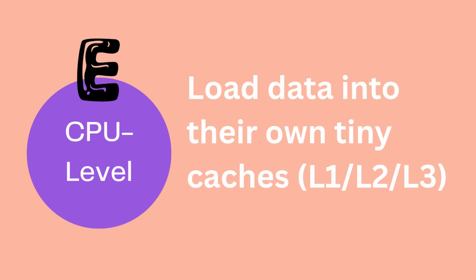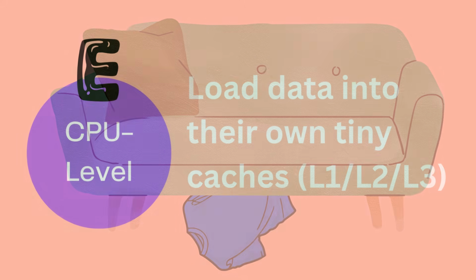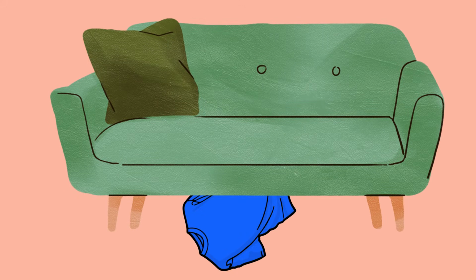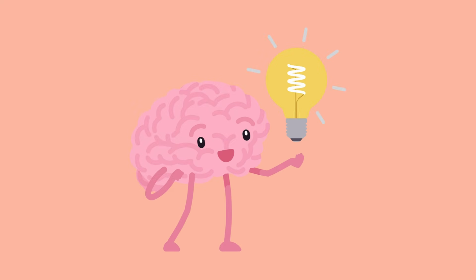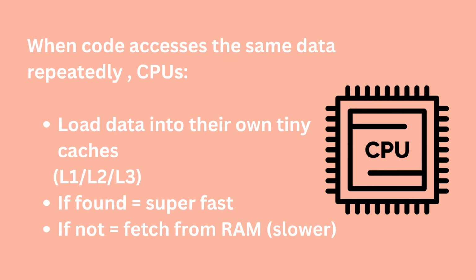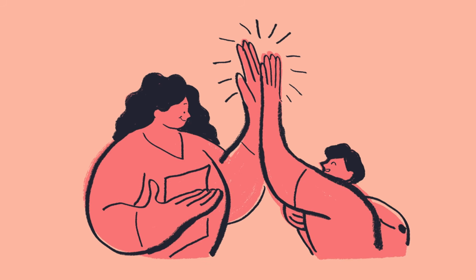Layer 5. The final layer. CPU level caching. Before you even finish the question, she blurts, "It's under the sofa." That's reflex. Her mental L1 cache fired instantly. No thoughts, no visual memory, just pure muscle memory from being asked so many times. When code accesses the same data repeatedly, like looping over arrays, CPUs load data into their own tiny caches. If found, super fast. If not, fetch from RAM, which is slower.